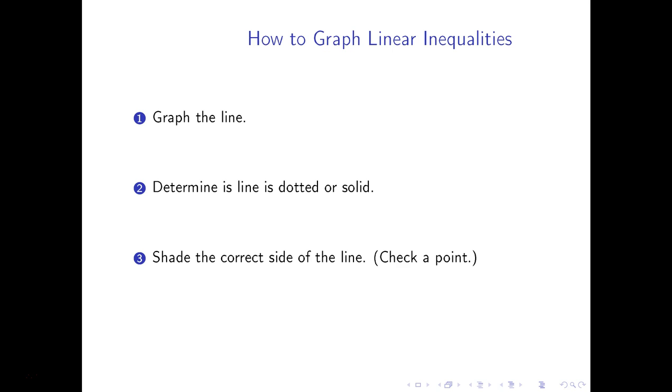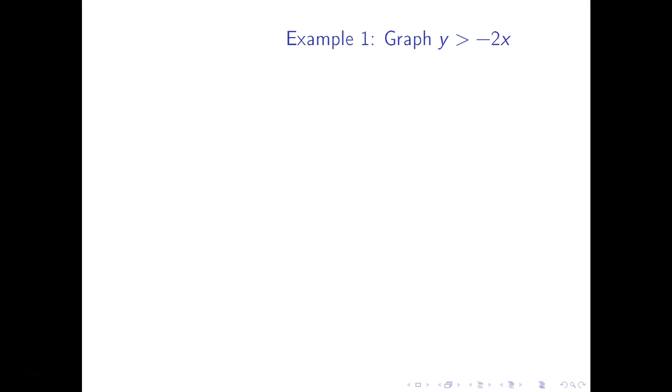The best way to do this is checking a point. Students learn all sorts of other ways, but checking a point is the best way, and I'll explain that a little bit better. So let's do our first example. y is greater than -2x. So the first thing I want you to do is graph the line y equals -2x. Pause the video, go ahead and graph that line.